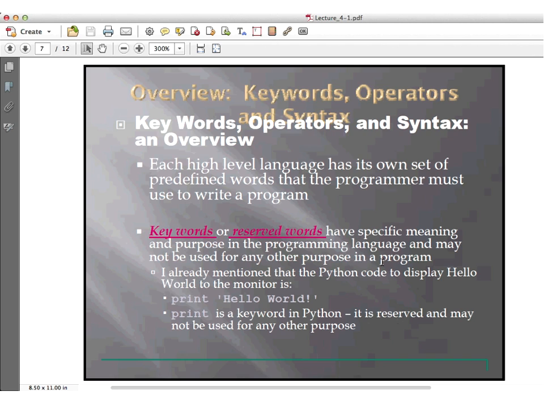Okay. When I say print hello world, print is a reserved word. So those are the command language, and you have to be careful not to create variables with the same name or to confuse the program.